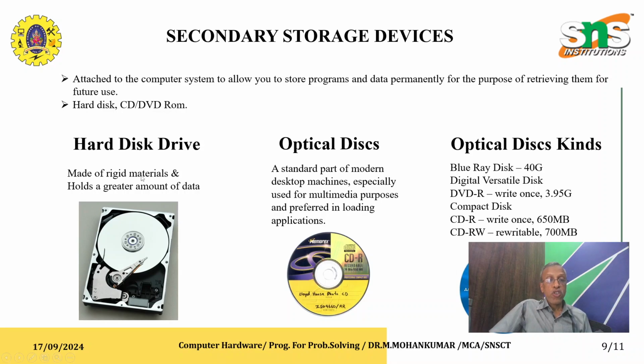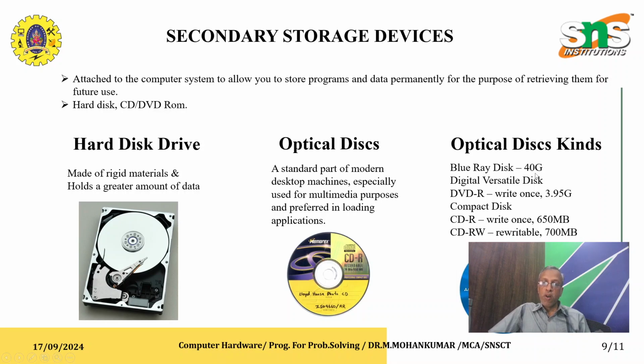The hard disk is made of rigid material and holds a greater amount of data. It is very hard and tough. The optical disk is a standard part of modern desktop machines, especially used for multimedia purposes and preferred for loading applications. Most CDs are like that. Optical disks will store a huge amount of data, and there are different varieties.